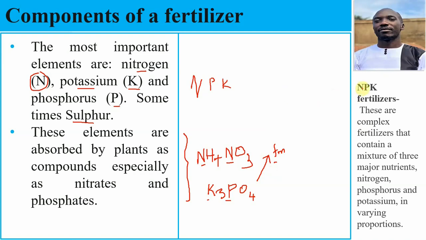We move on. So NPK fertilizers, like we have here, are complex fertilizers that contain a mixture of three nutrients, that is nitrogen, phosphorus, and potassium in varying proportions. When we talk of varying proportions, it means they are not of the same percentage or the same proportion. We can have potassium maybe having 40%, phosphorus having 20%, and then the remaining balance maybe is nitrogen. That is what we mean by varying proportions.